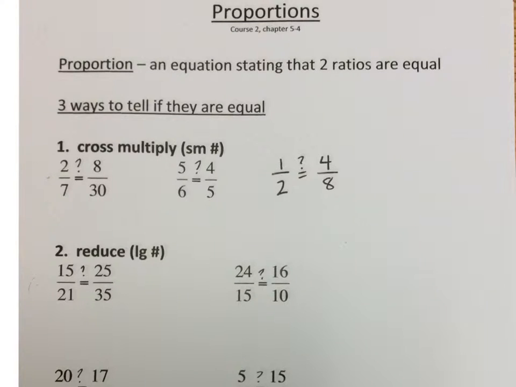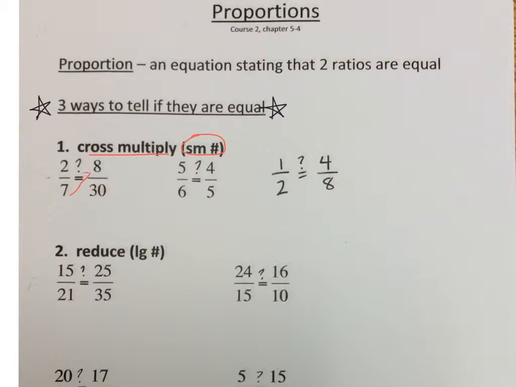In this video, I'm going to teach you about proportions. A proportion is an equation stating that two ratios are equal. That means that one ratio has to be equal to the other ratio in order for it to be a proportion. So there are three ways to tell if they are equal. The first way is to cross multiply. And you do this with smaller numbers only.